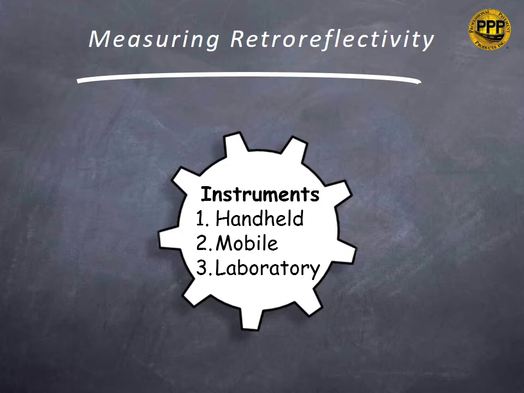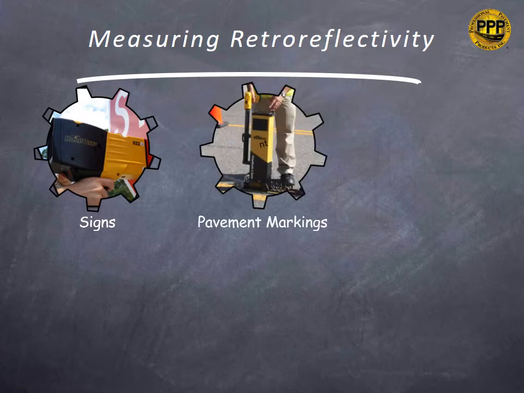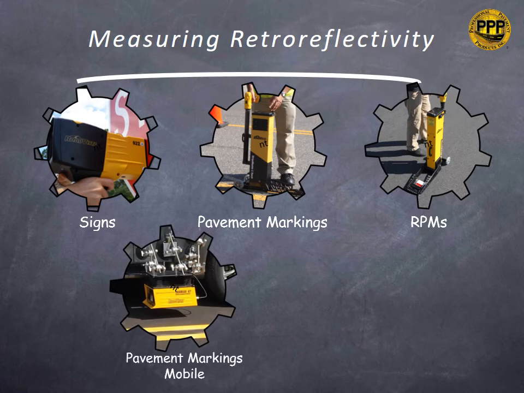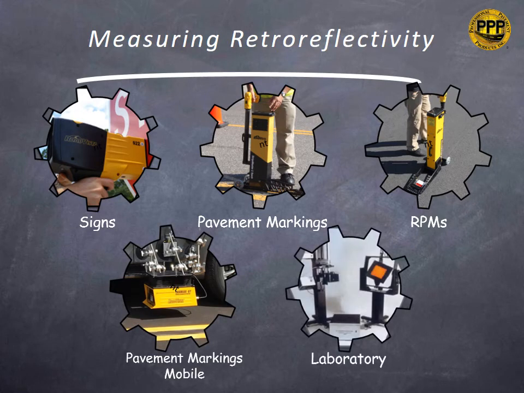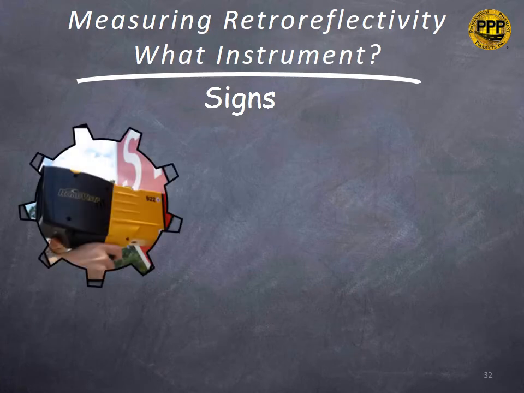There are handheld instruments specifically for signs and for pavement markings and for RPMs. There are mobile devices for pavement markings, and then laboratory instruments that can measure retroreflectivity on most all devices in the laboratory condition. So what instrument do you use? The handheld sign retroreflectometers are used to measure the retroreflectivity of traffic signs in the field.